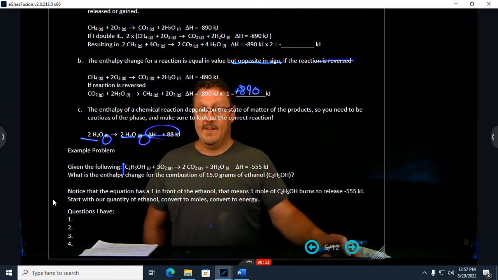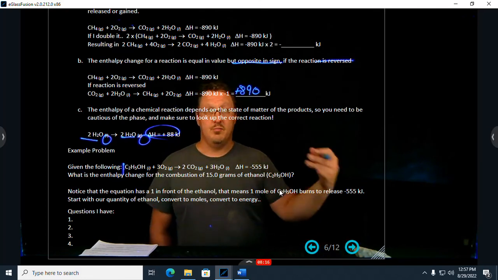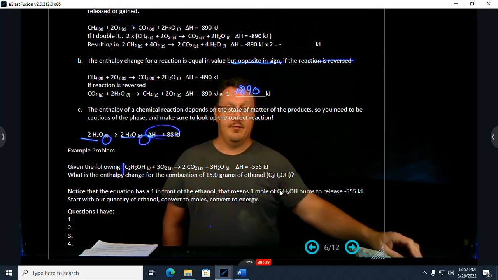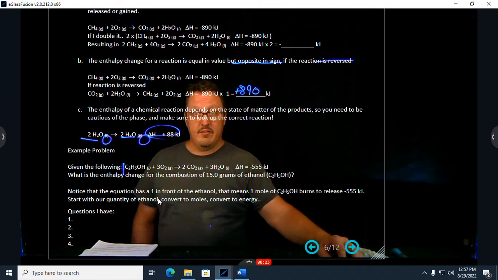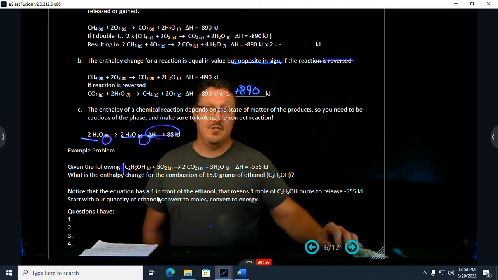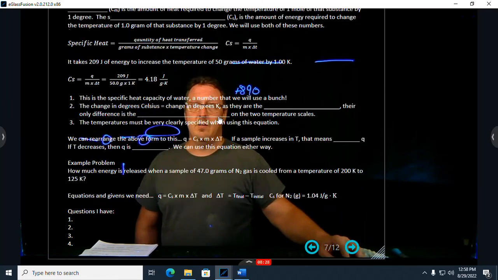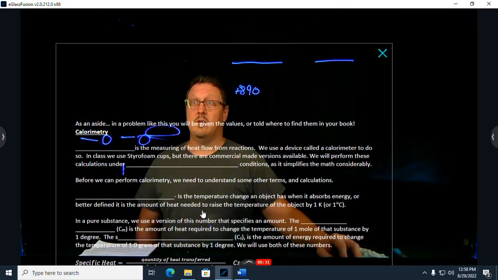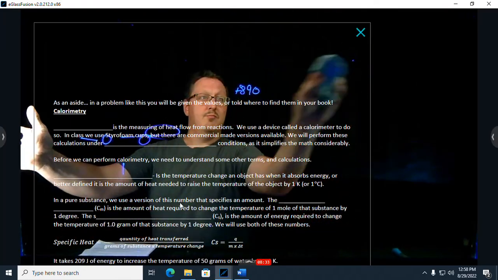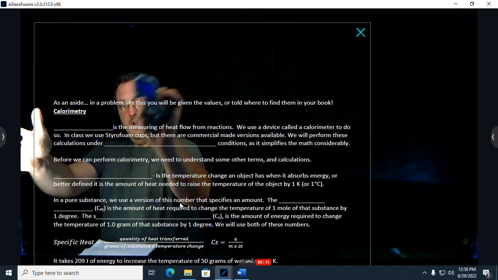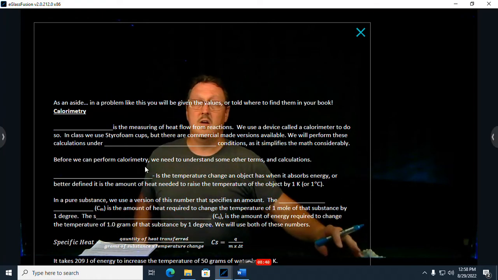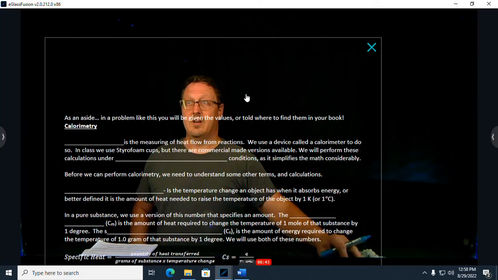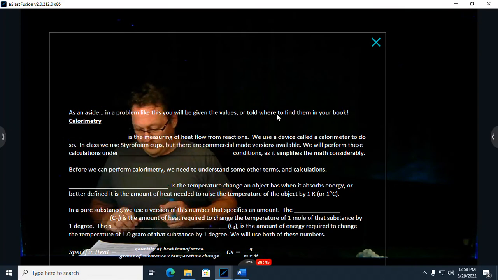-555 kilojoules. Notice there's a 1 in front of it. It means that 1 mole of ethanol was burning to release that 555 kilojoules of energy. So we're going to start with our quantity of ethanol, convert it to moles, and then convert it to energy. Let me show you what I mean by that. We're going to do one sample problem right quick, and this will get you started, and we'll have a whole bunch more that we'll do in class. All right, here we go.